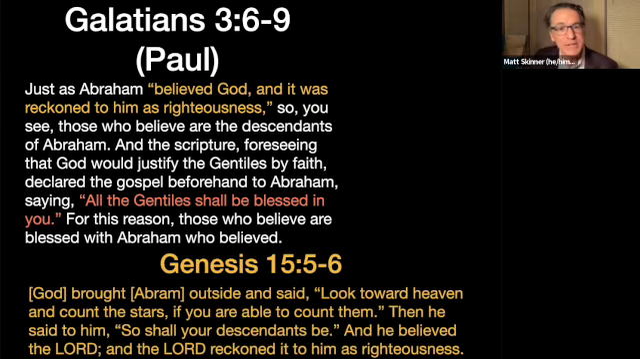One is where he says Abraham believed God and it was reckoned to him as righteousness. This is when God says to him, count the stars. I know you're old. I know Sarah, your partner, is old, but trust me, you're going to have an heir and you're going to be the father of a countless number of descendants, which sounds crazy to Abraham and Sarah at the time.